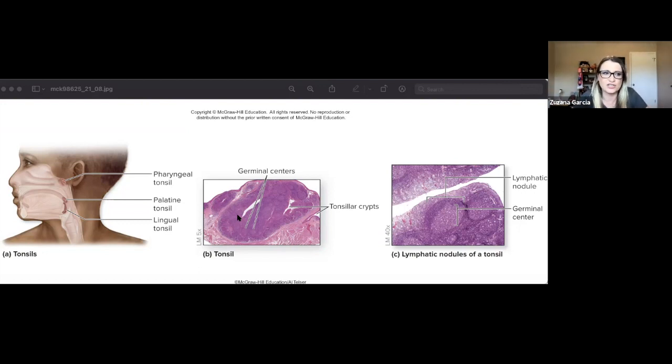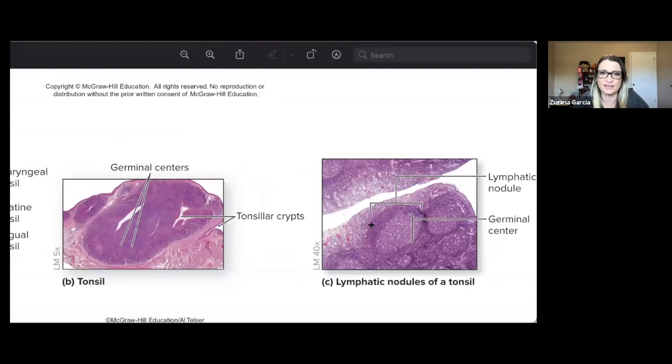The tonsils protect you from pathogens that you may inhale or ingest. So look at their location. That kind of makes sense, right? Things that we could inhale or ingest, the tonsils would detect. And if you look at part C there, you can see those lymphatic nodules even closer. There you have that germinal center, and then the darker part would be the same as that mantle zone in the lymph node. So that's tonsils.